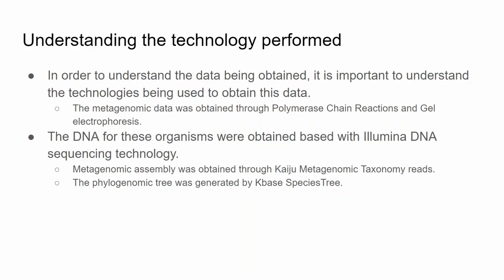The DNA for the organisms that were obtained were based with Illumina DNA sequencing technology. The metagenomic assembly was obtained through Kaiju metagenomic taxonomy reads, and the phylogenomic tree was generated by the K-base species tree. All of these online technologies were done through the K-base platform.